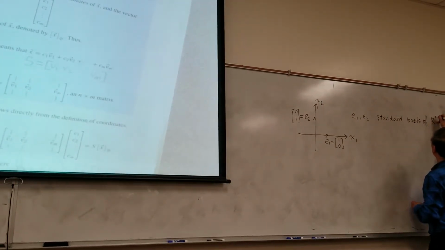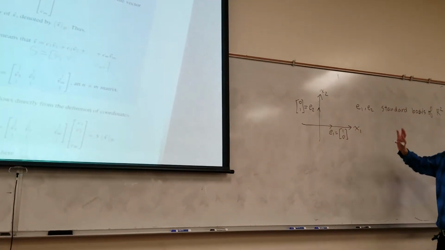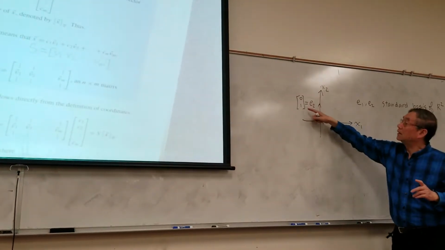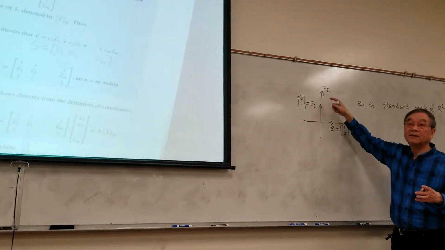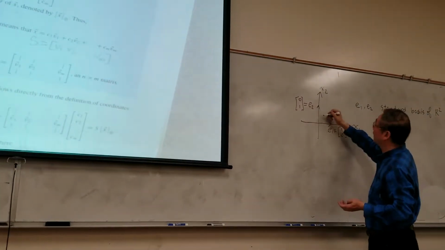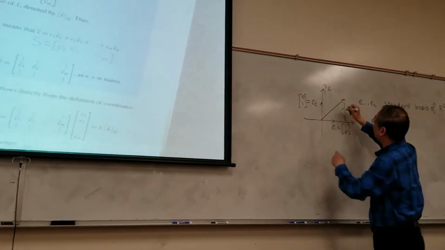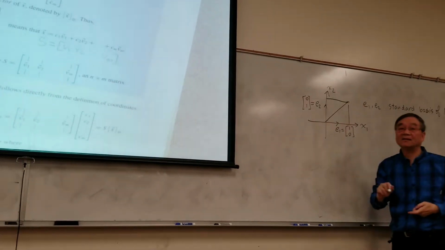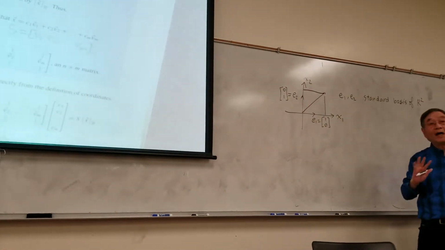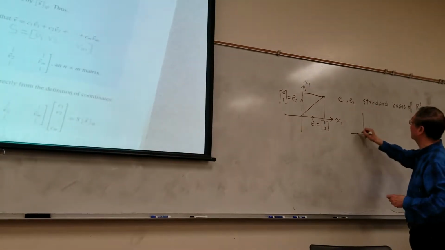So for R3, you need one more, right? E3. In R3, that would be (1, 0, 0), (0, 1, 0), and then E3 would be (0, 0, 1). So you need a basis. When you say we have coordinates, that means you already have a basis. If you don't specify what basis is, that's the standard one. But we can have other bases. That's the point of this section.